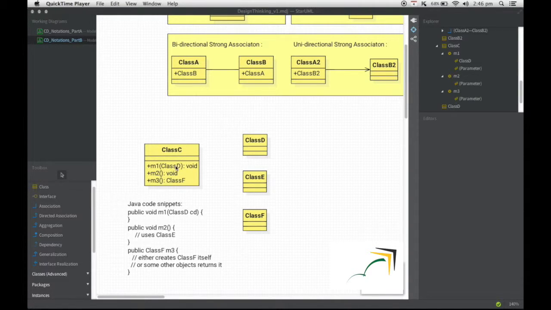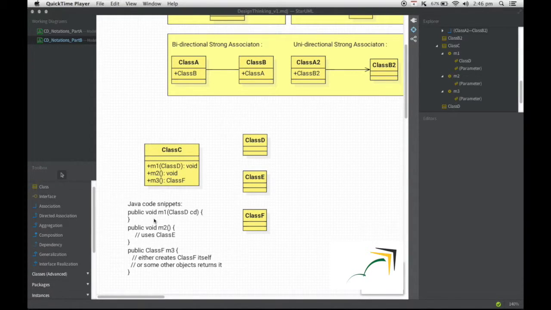Method 1 is actually taking class D as its argument and it's using it within its function somewhere. Method 2, M2, is not taking class C as an argument, but it is using class C within its local scope, within that particular method scope somewhere.